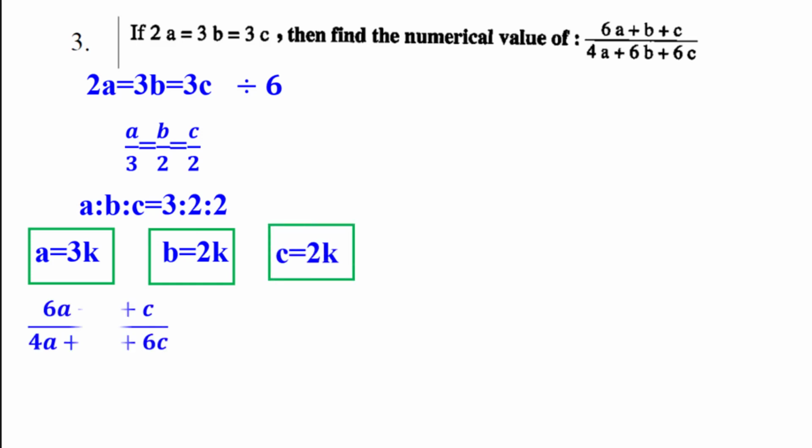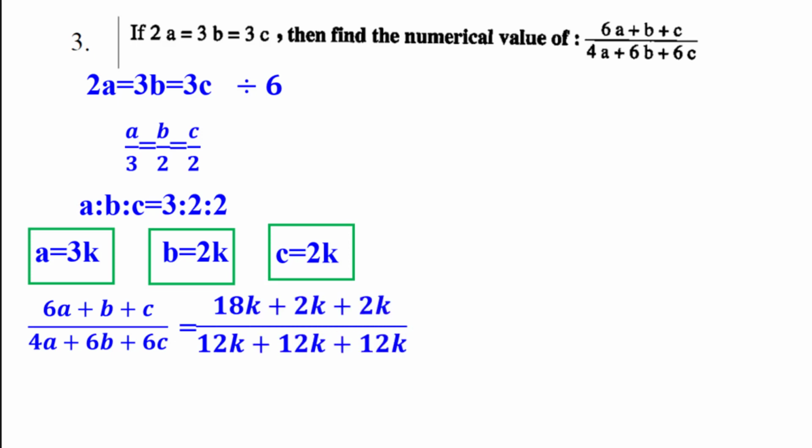Now the expression (6a plus b plus c) over (4a plus 6b plus 6c), we can substitute for a, b and c. a equals 3k, so 6 times 3 equals 18k. Looking at the numerator, we have 6a, 6 times 3 equals 18k, plus b, 2k, plus c, 2k, over 4a, 4 times 3 equals 12k, plus 6 times 2 equals 12, the same, plus 12, the same.